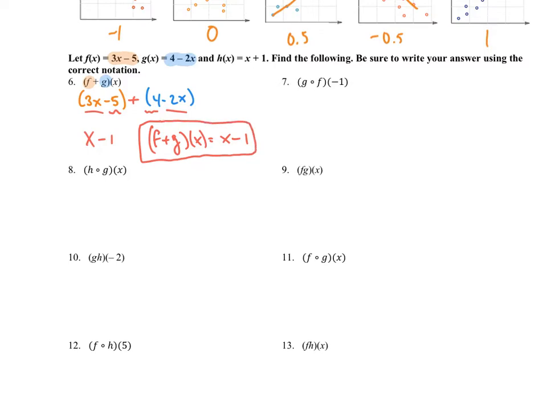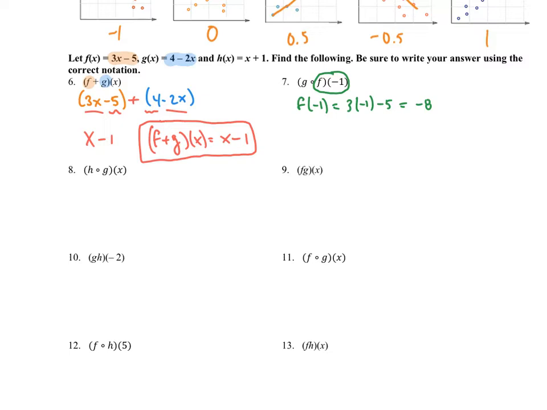And then number 7 here, we have this open circle operator, which represents the composition. So we're taking g of f. What I like to think is that I'm taking whatever I get here and plugging that into g. So I'm going to do this first: f of -1, figure out what that's equal to. So that's 3 times -1 minus 5, so that'd be -3 minus 5, which is -8.